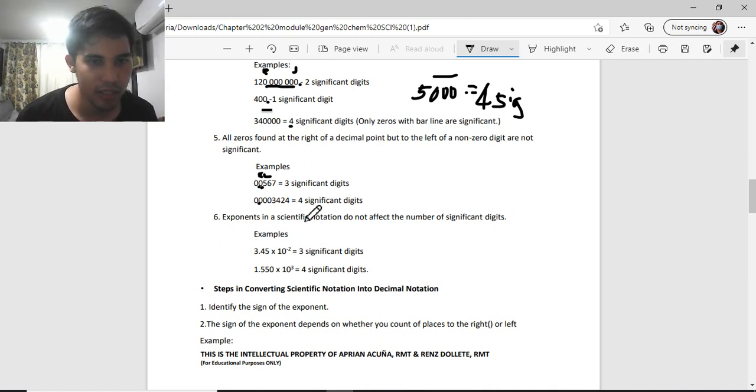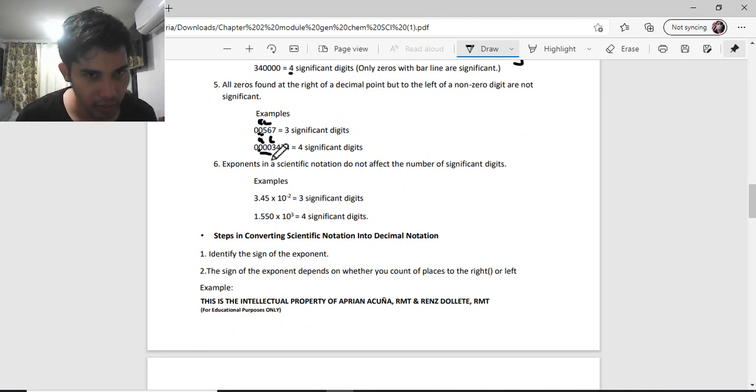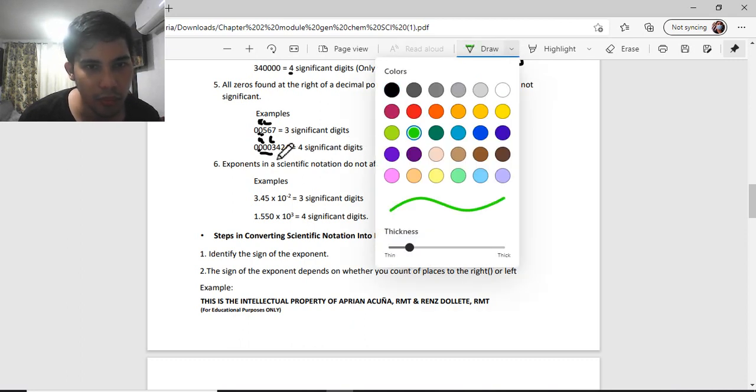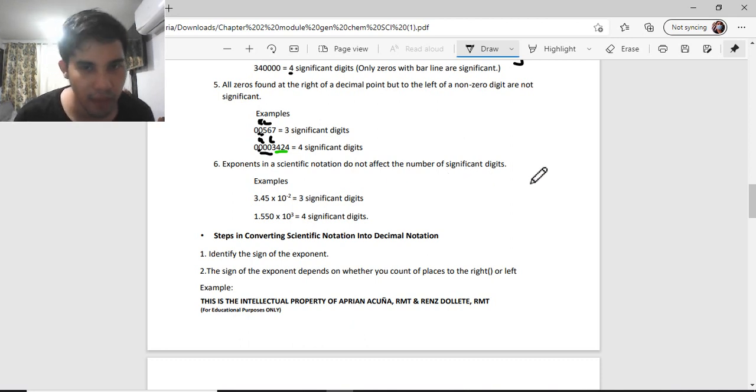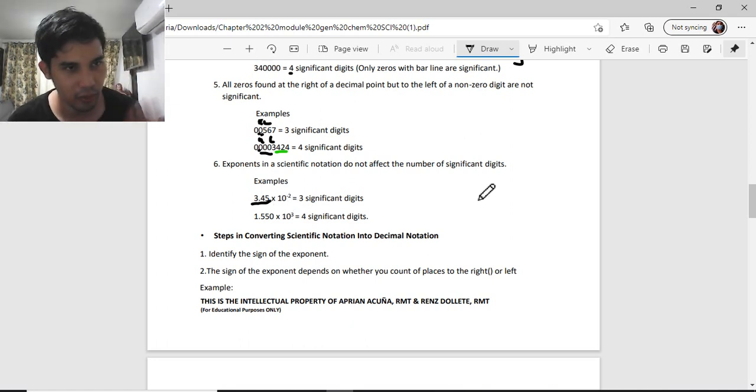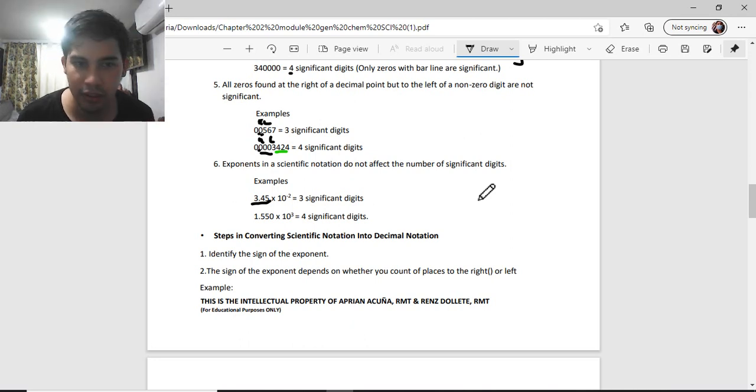Then next, all zeros to the right of your decimal point and left of your non-zero digits are not significant. Therefore, you only count your non-zeros. Next, exponents in scientific notation do not affect the significant digits. If you have a multiplying factor, the value found in front of the scientific notation, you just count its digits, and that will be your significant digits.